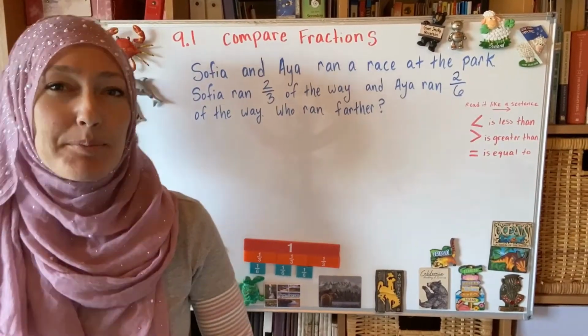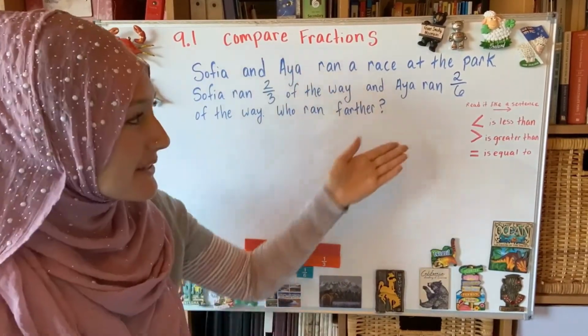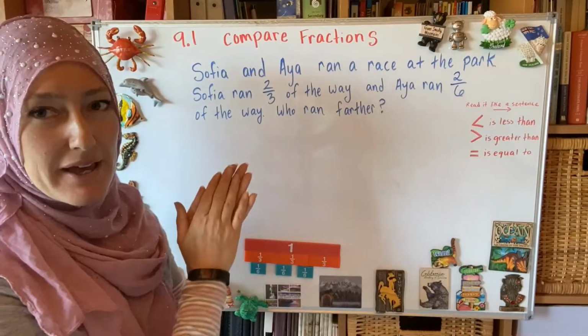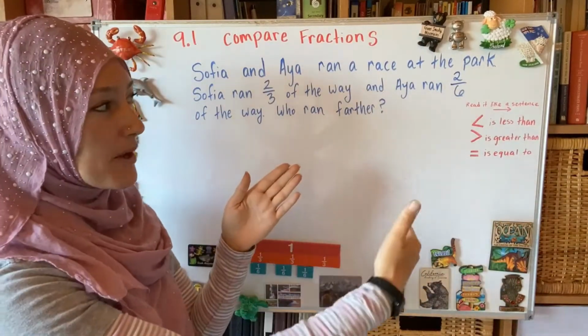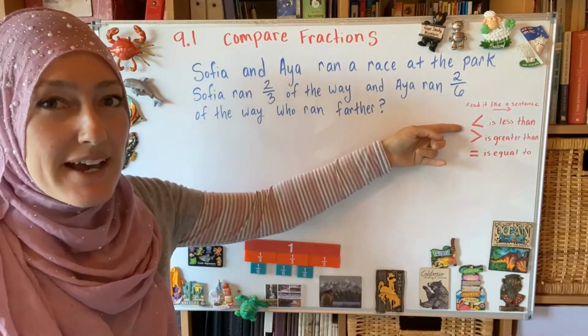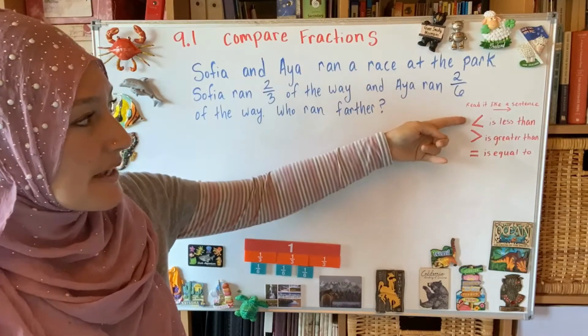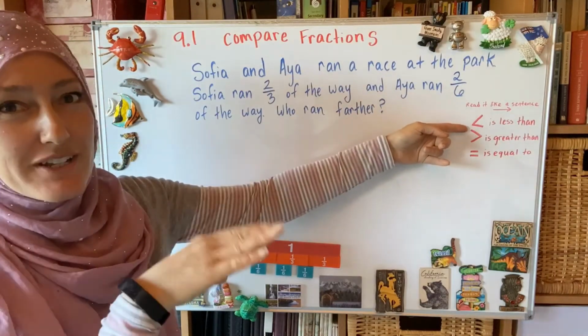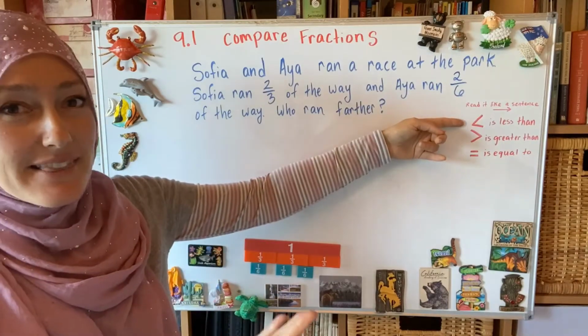This is section 9.1, comparing fractions. Basically, you read it in the direction of an English sentence. So if I'm reading math the same way that I read English and I look at a problem, as I come to it this way, this symbol is going to be read as less than because I come to the small end of the symbol first. So that would be a good indicator that I'm going to say less than.